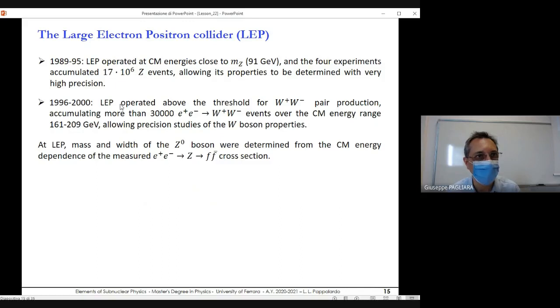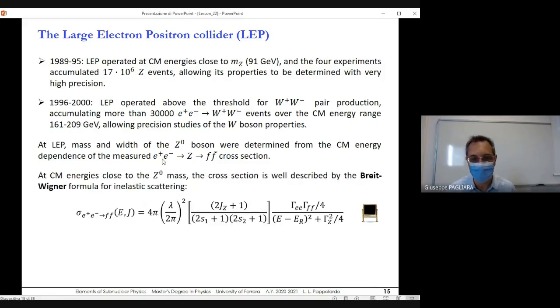Let me now concentrate on the characterization and measurement of the properties of the Z boson. So at LEP, the mass and the decay width of the Z boson were determined from the center of mass energy dependence of the annihilation cross-section, okay? So you are annihilating electron positron by using two colliding beams. You create with certain probability the Z, and then you observe the decay channel of the Z. So fermion and anti-fermion in general.